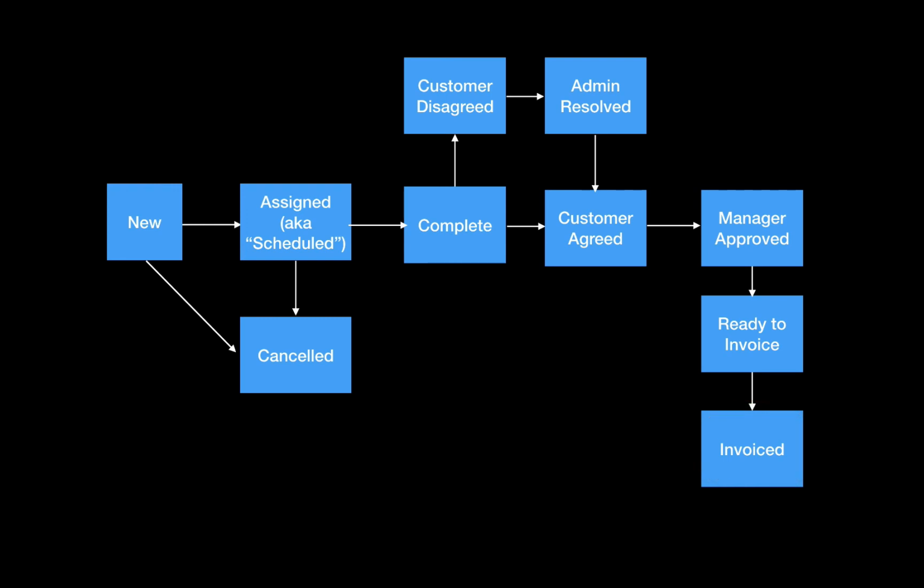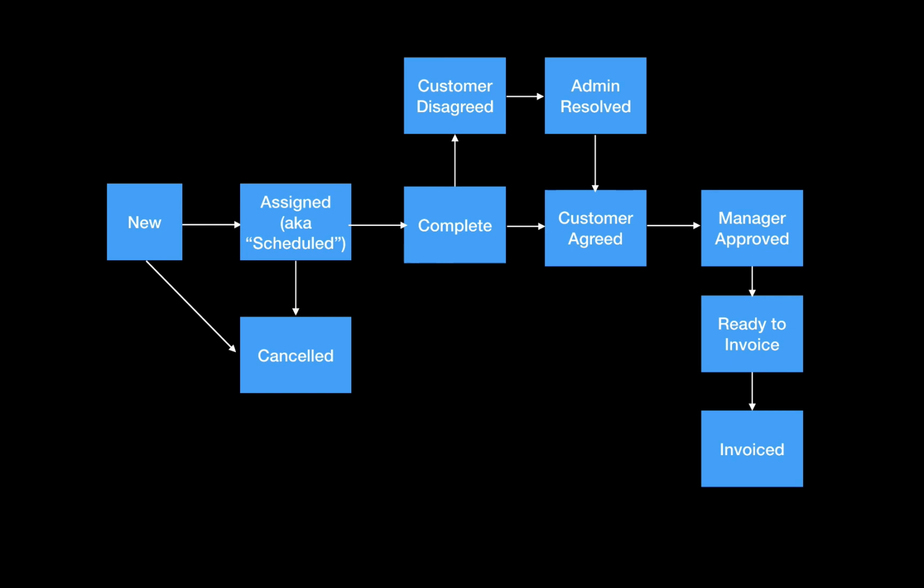Now let's go back to the completion stage. If the customer had disagreed with the invoice, this is what would happen. So the customer clicks on disagree, and he then has the option to enter some comments. And upon submitting, those comments would go back to the admin user to see on the admin portal.